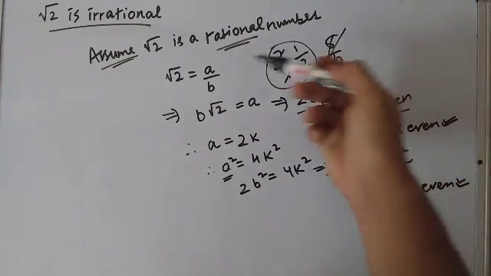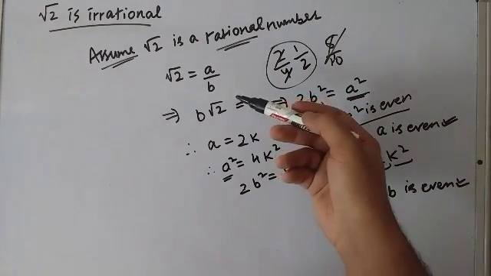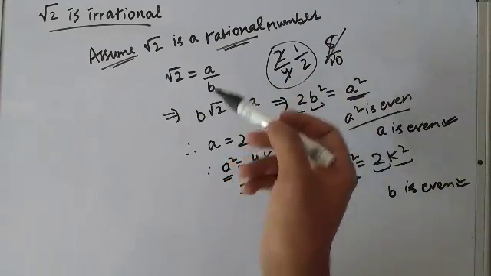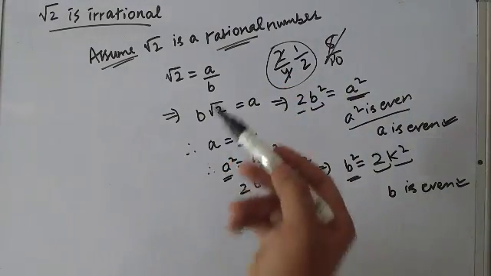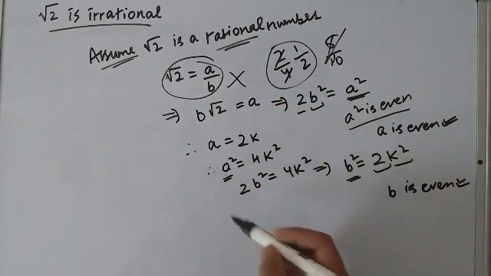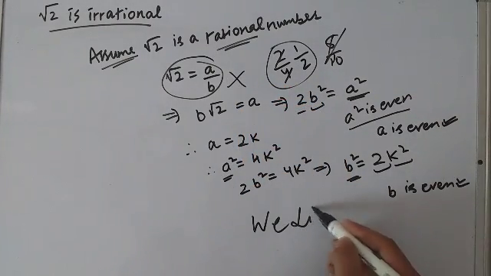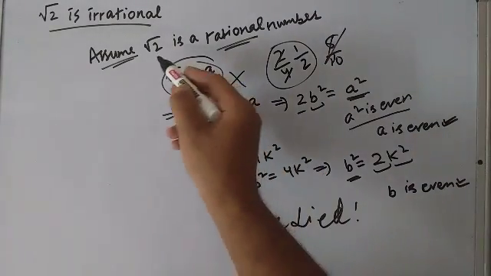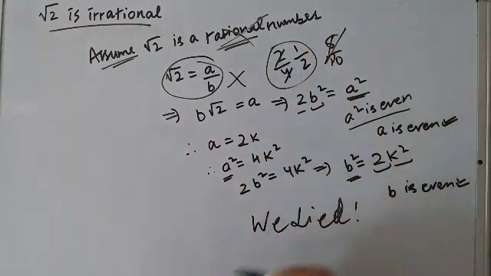So a and b are both even, right? No, because when a by b is reduced to the smallest, at least one of them has to be odd. So our assumption is wrong. We lied. So root 2 is not a rational number, it is an irrational number. This proof is totally correct. Thank you.